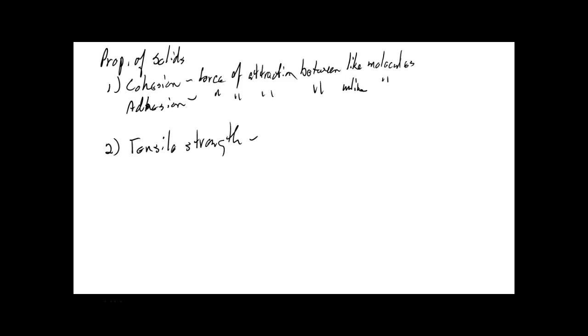And maybe utensil is similar to that too. I just hadn't thought of it in that term. It's related to tension. Tension is the ability to be pulled. Okay? So tensile strength of a solid is a measure of its resistance to being pulled apart.